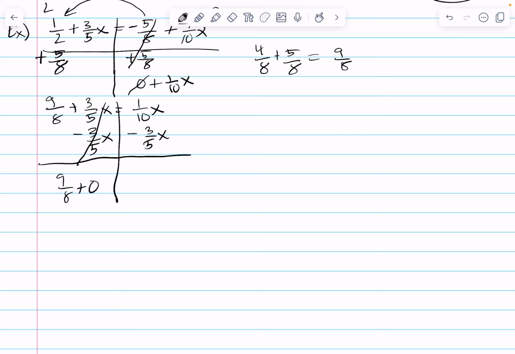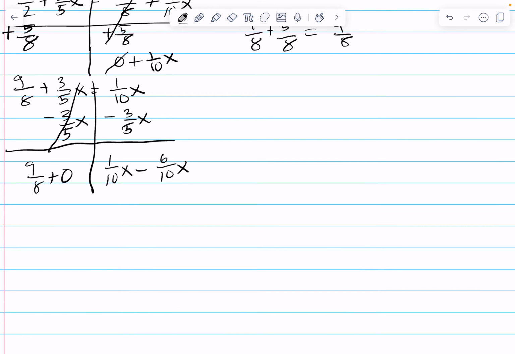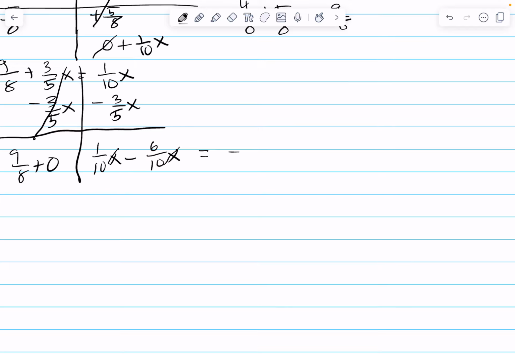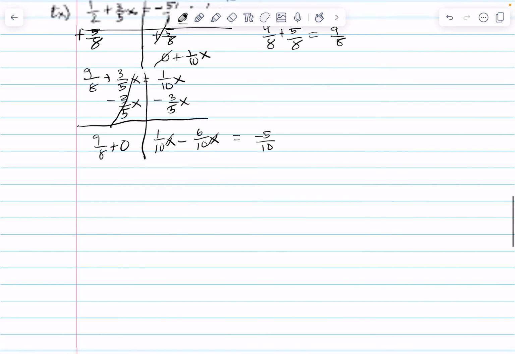Now we see that the variables are not the same. Again, like so, to change 3/5 into 1/10, we have to multiply numerator and denominator by 2. So now we have 1/10 x minus 6/10 x. For doing this, I would ignore the x's for now and just pretend it's 1/10 minus 6/10. 1 minus 6 is negative 5. Denominators are the same, you just have 10, which you can simplify to 1/2. And then you add back the x at the end. It's just easier to look at. So now you have 9/8, 0 is nothing, to negative 1/2 x.